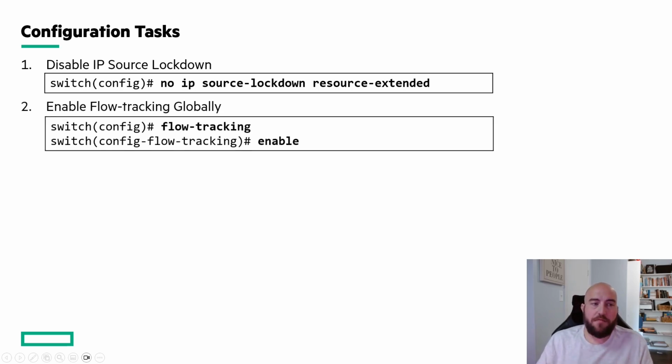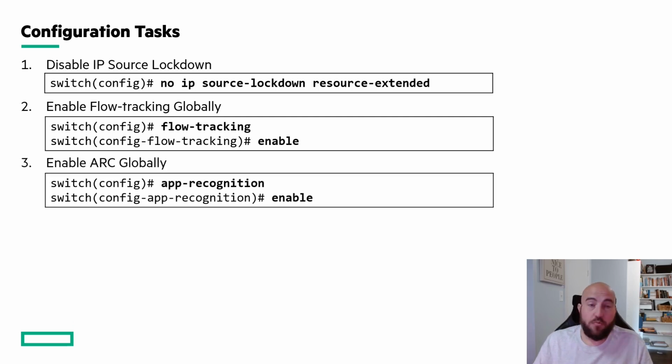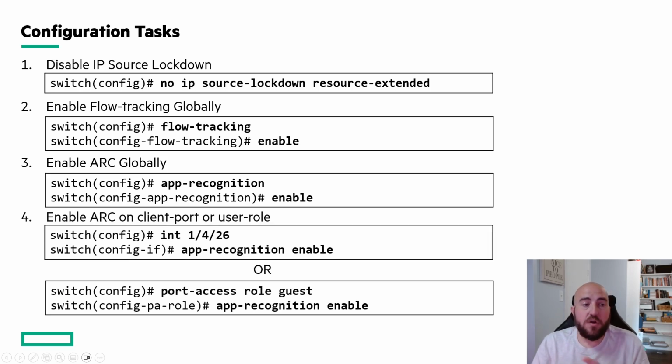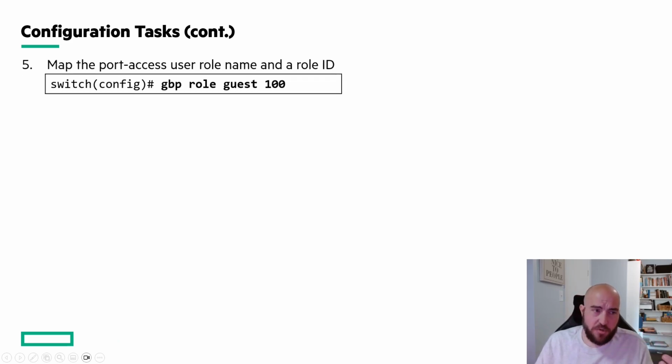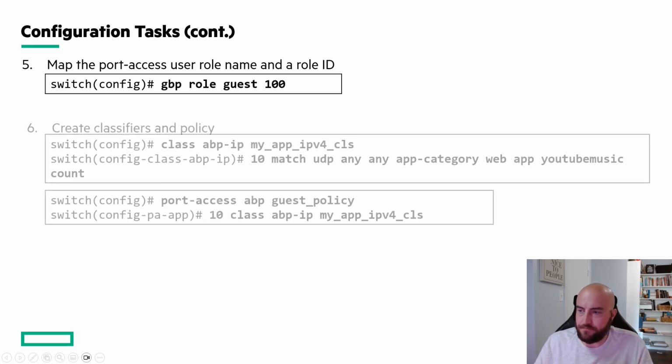Then we're going to enable flow tracking globally so that we can start populating that flow table. Then we're going to tell it what we're going to populate that table with and enable application recognition and control. And then we're going to tell application recognition control where to be applied at, whether that's at an interface level or at the user role. In our demo, we're going to be using the local user roles for configuration. As I mentioned, we do have to map this to a group-based policy. So here in this example, you can see it's been associated with the role ID 100.